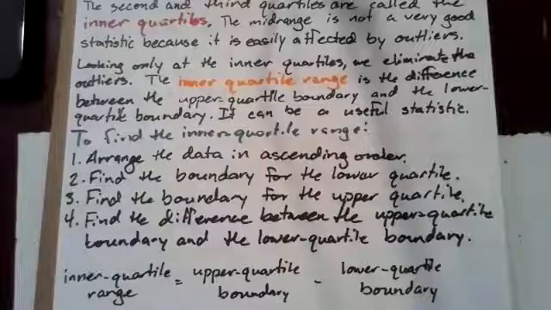To find the inner quartile range, first arrange the data in ascending order. Then find the boundary for the lower quartile and find the boundary for the upper quartile. Then finally, find the difference between the upper quartile boundary and the lower quartile boundary. The inner quartile range is equal to the upper quartile boundary minus the lower quartile boundary.